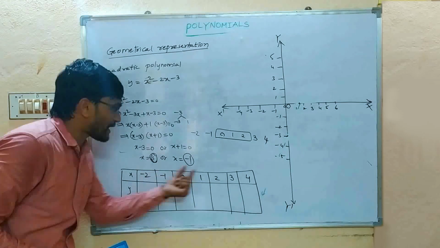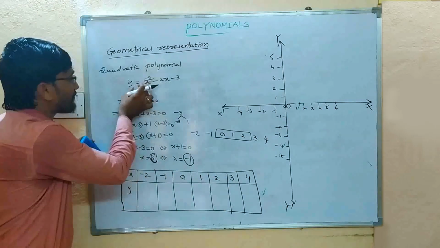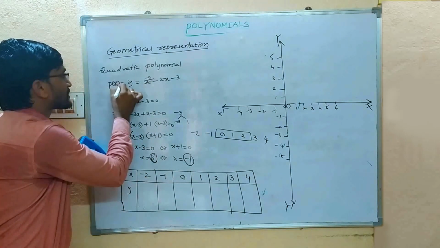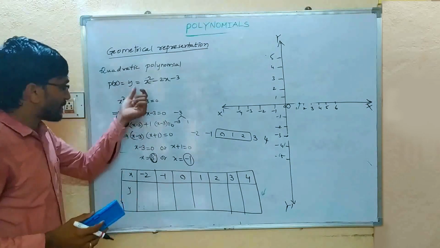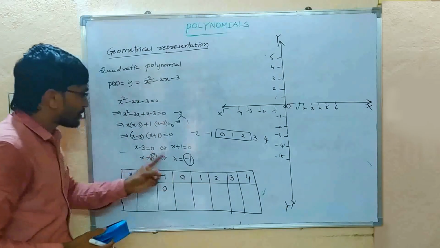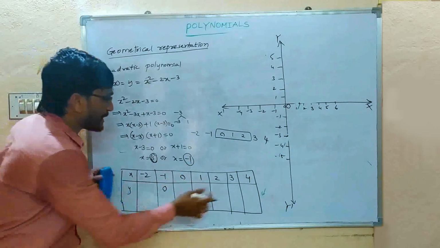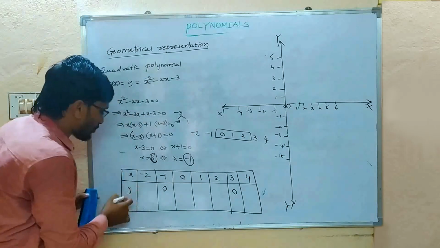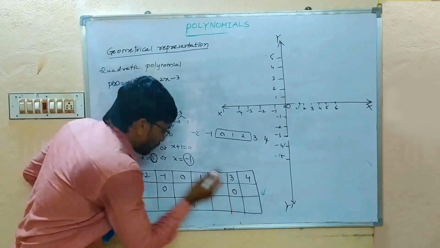So minus 1 and 3 are the zeros of the polynomial p of x, which we consider as y. The value of y at x equal to minus 1 is 0, because minus 1 is a zero of the polynomial. At 3 also it is 0.